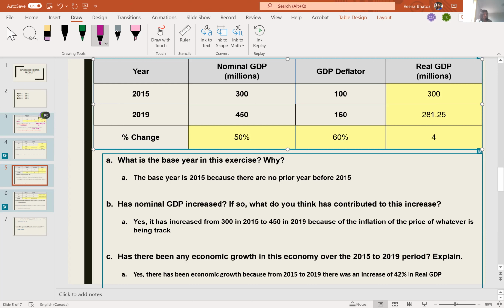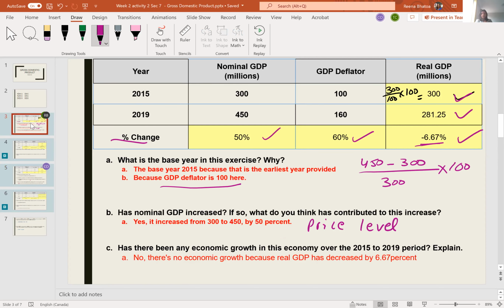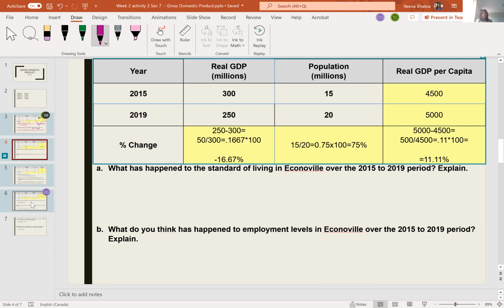And this was negative 6.67%. That's what I see. And then please change the answers in here. Okay, there is increase, but there is no increase in here. So please change the answers as per this slide. Okay, now slide 4 is exactly similar to slide 6.